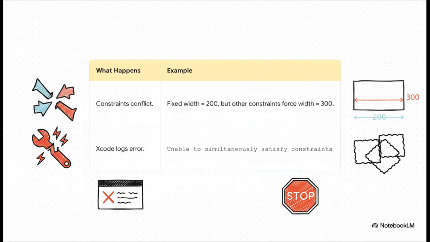And this lays it all out so clearly. On the left, you've got the problem. The constraints are fighting. And on the right, you see that classic example. You've hard-coded a width of 200, but then you've pinned it inside a space that demands it be 300 wide. The result? You guessed it, that infamous error log.